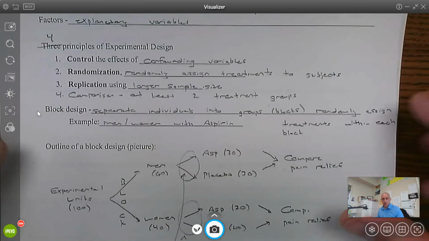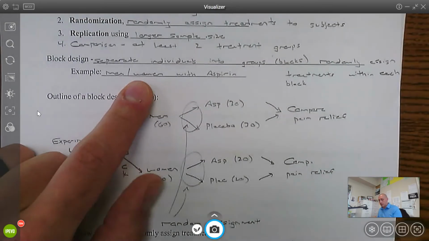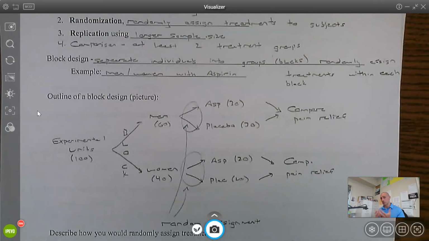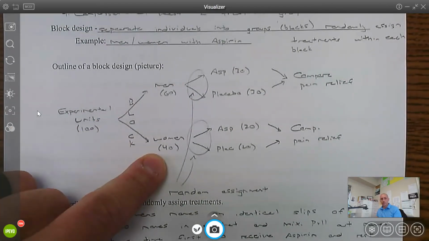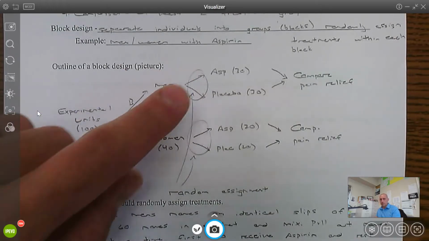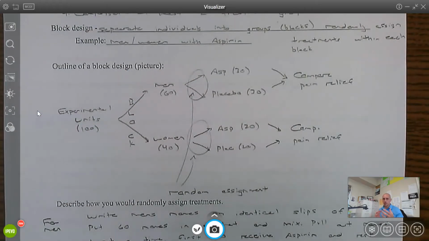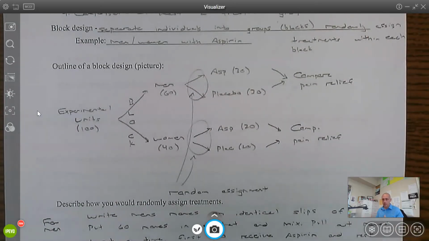Block design, where you separate the subjects into blocks based on some similar characteristic, grade level, age, and then randomly assign the treatments within the blocks. So if I think men and women are going to respond differently to a certain kind of aspirin, I would block the men and women, say there's 60 men, 40 women, and then I'm going to randomly assign half the men and half the women to get the aspirin and get the placebo, and then within the blocks compare the pain relief.